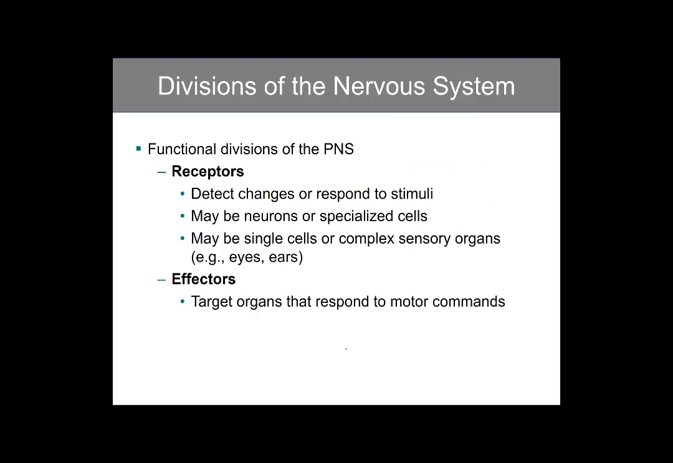Receptors detect changes within the environment, and they respond to those stimuli. They may be neurons or specialized cells. They may be single cells or even complex organs, such as the eye. Effectors are target organs that respond to motor commands.